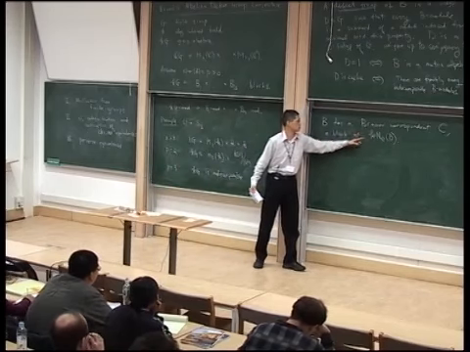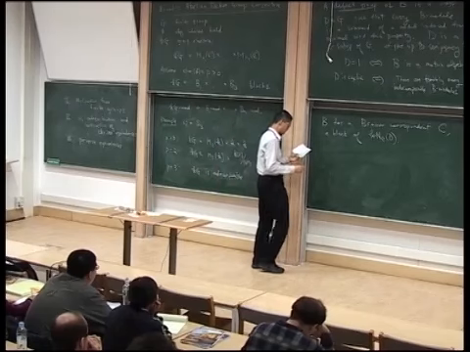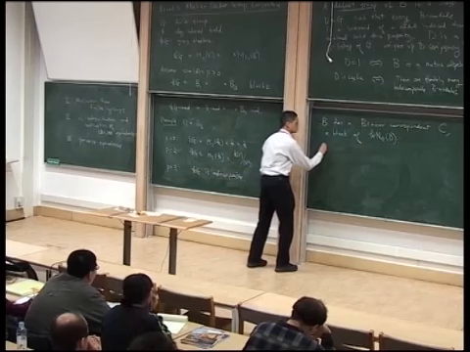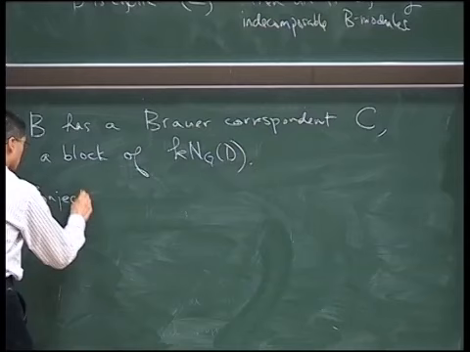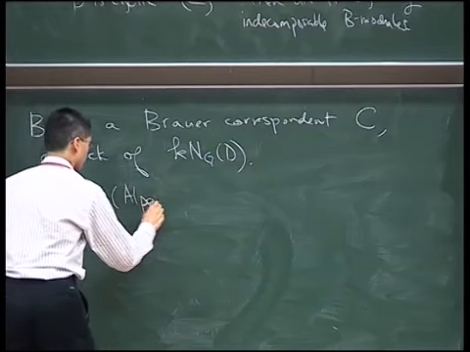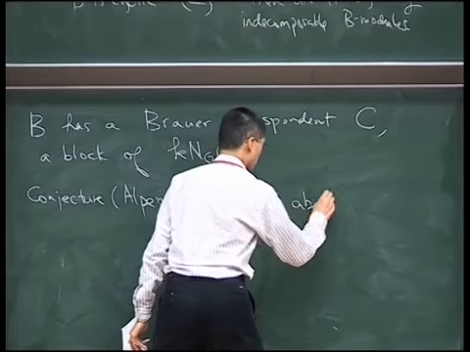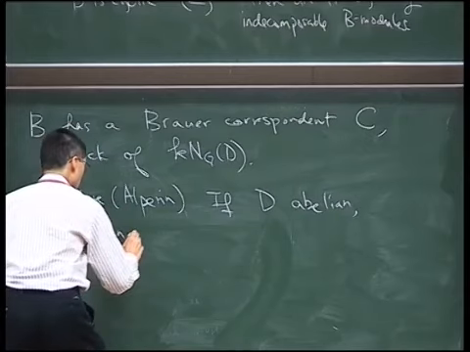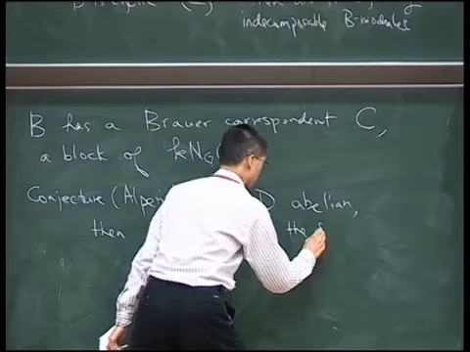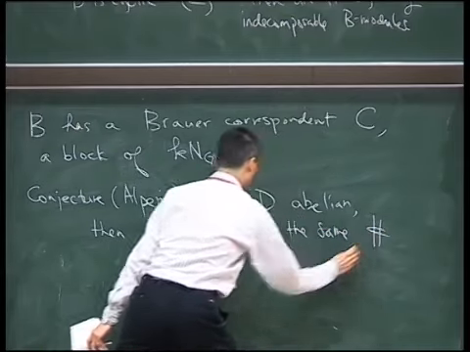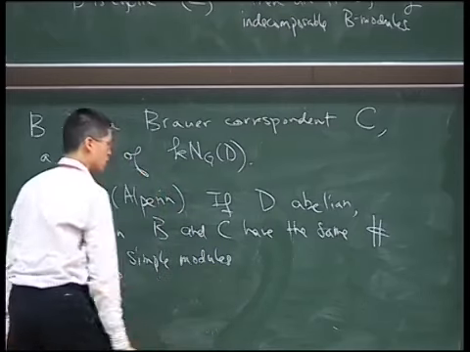Then the obvious question is, what is the relationship between B and C? At least when D is abelian, one can make some guesses. So we have a conjecture of Alperin, which says that in this special case that D is abelian, the block and its Brauer correspondent have the same number of simple modules, up to isomorphism.